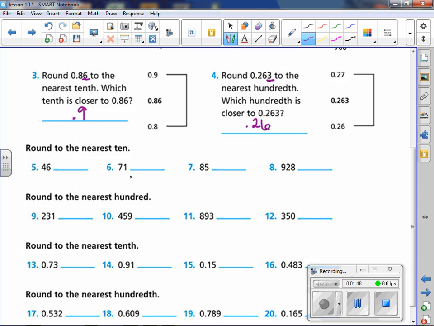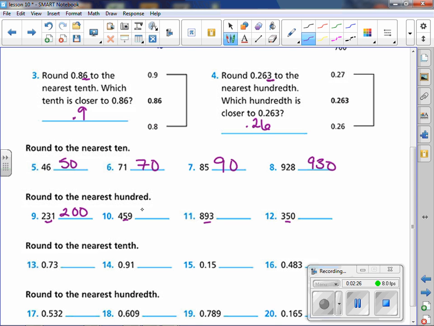So I'm going to run through these really quickly. Rounding to the nearest 10. 71 goes to 70. 85 goes up to 90. And 928, rounding to the nearest 10, would be 930. Okay, rounding to the nearest 100. So now I'm looking over at this tens place value to learn what I'm going to do. The tens place value says what's going to happen to the hundreds place value. The 3 says to the 2, let it go, lets everything behind it go, 200.